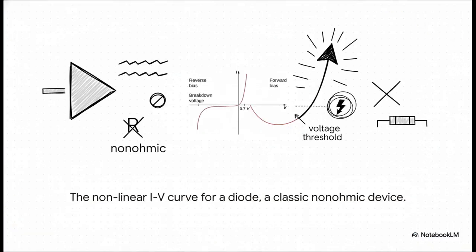And whoa, check out this IV curve. It looks nothing like the straight line we saw for the resistor. It's fundamentally non-ohmic. When you apply a reverse voltage, almost no current flows. But when you apply a forward voltage, once you get past a certain threshold, about 0.7 volts for silicon, the current suddenly takes off and increases exponentially. This is the classic behavior of a diode, and it's completely nonlinear.